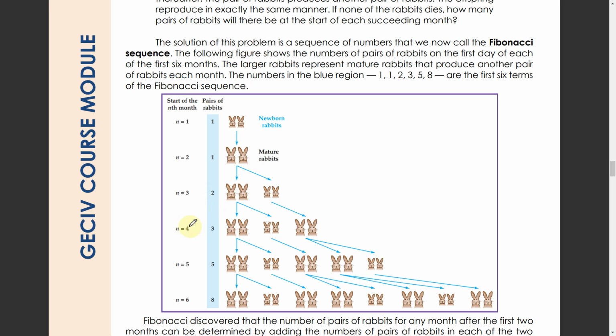On the fourth month, so imong rabbit, so this is the original rabbit, kay nanganak na pud siya. Nanapod siya isa ka pair. Then katong iyang anak previously kay nidako. So makita nimo na siyang dako nga rabbit. So pila naman ka pairs? So there are 3 ka pairs.